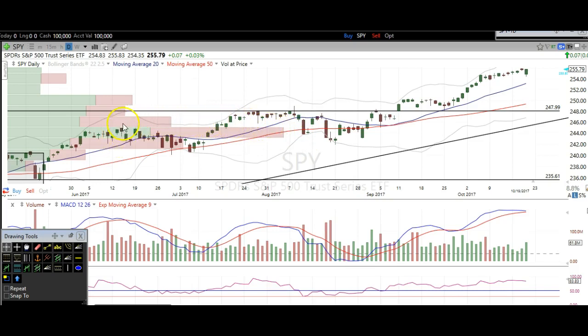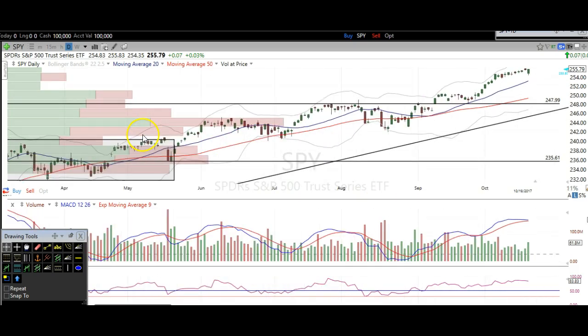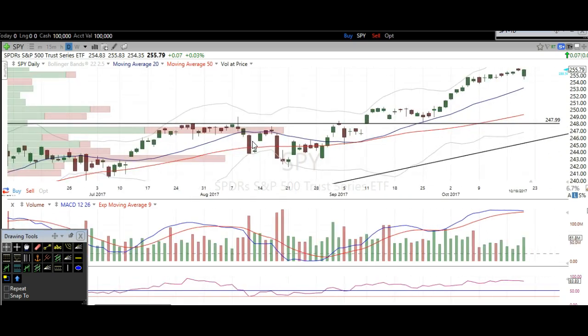Okay, so here's that hangman candle, and then we saw this gap down right here, and then again, see how we didn't crash or anything like that. We just traded sideways after that for about 2 weeks or so. Okay, so let's see if I can find another one. I'm not going to waste your time and go over every single example that I see.